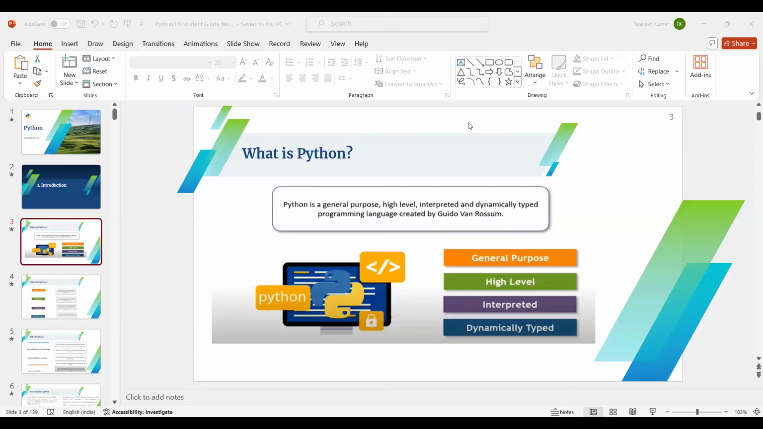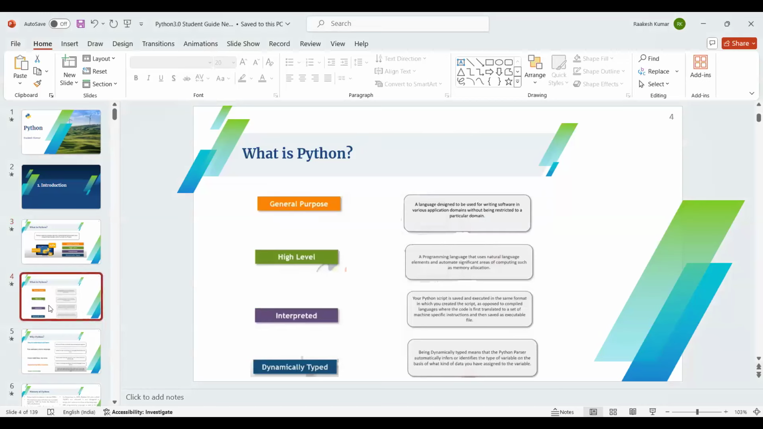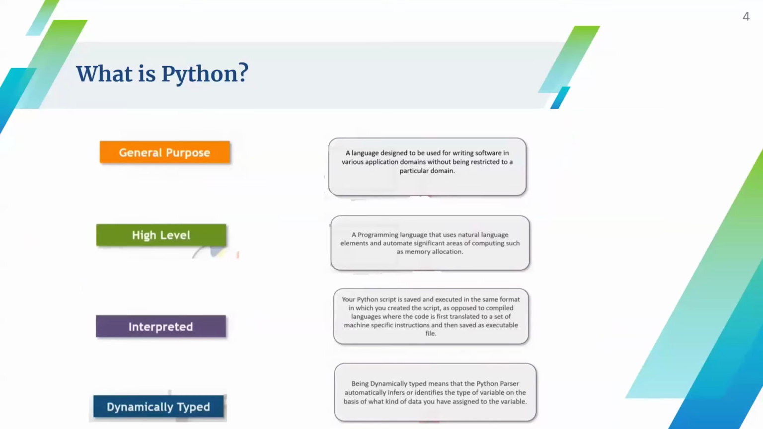That is what is called a dynamically typed programming language. Got it? So Python is a general purpose, high level, interpreted and dynamically typed language, right? It was created by Guido van Rossum. I told you what general purpose means. It is designed to be used for writing software in various application domains without being restricted to a particular domain. It is used for every kind of domain, right?